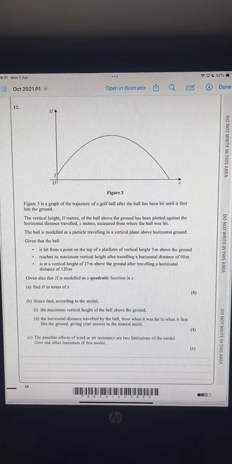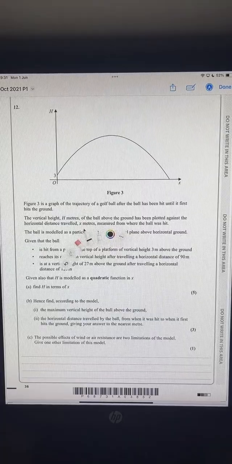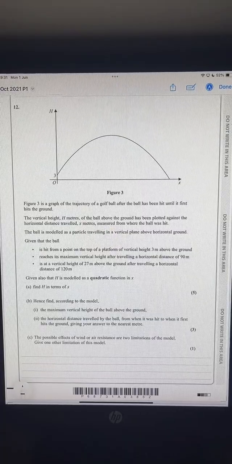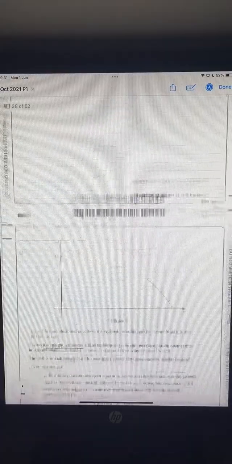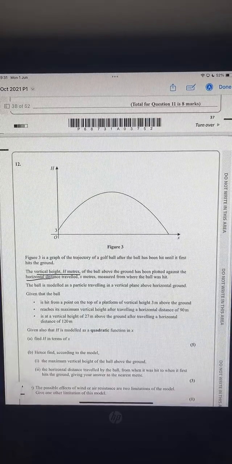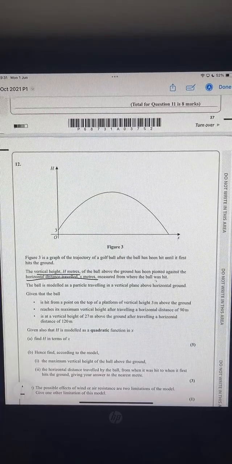No worries. Awesome. Question 12. Nice little quadratics question. Okay. Figure 3 is a graph of a trajectory of a golf ball after it has been hit until it first hits the ground. The vertical height, h meters, of the ball above ground has been plotted against the horizontal distance traveled, x meters, measured from where the ball was hit. Don't know why it flew off the screen.